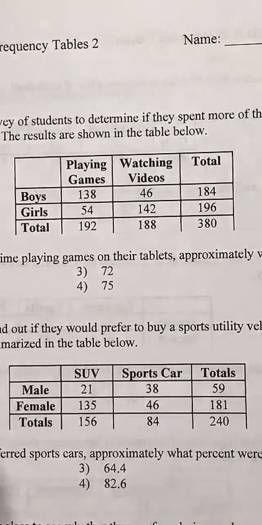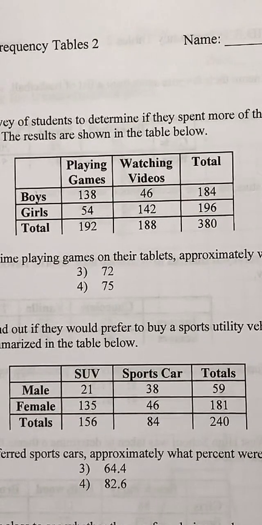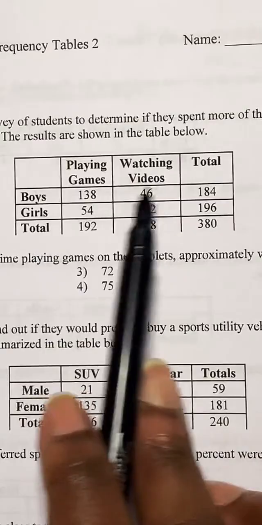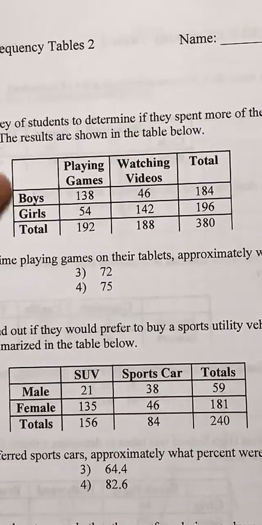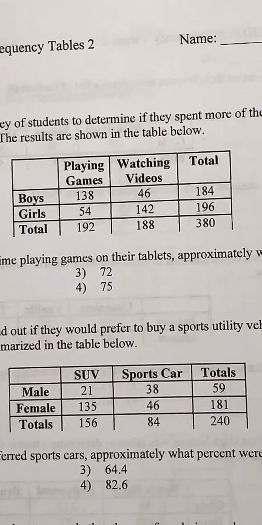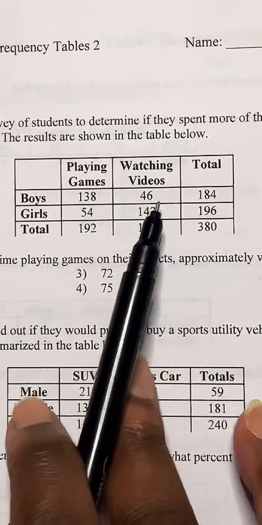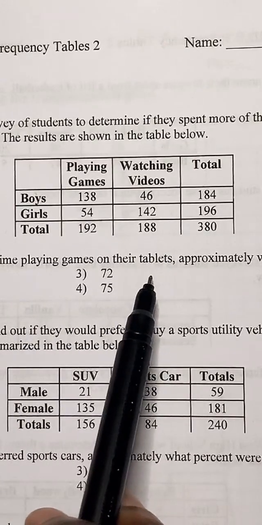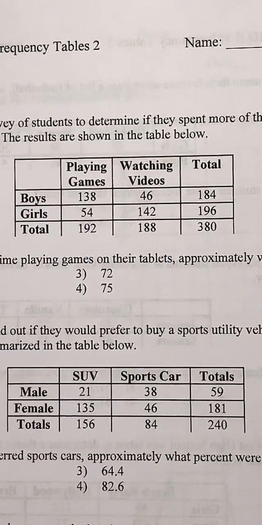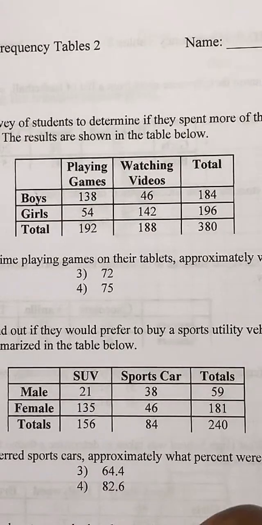The reason they call it a two-way frequency table is because we have one instance, what they're doing on their tablets, and then who the people taking the survey are. So they want to know, of the students who spend more time playing games on their tablets, approximately what percent were boys? They always have something like this on any of those assessments. But we just need to know where to look.